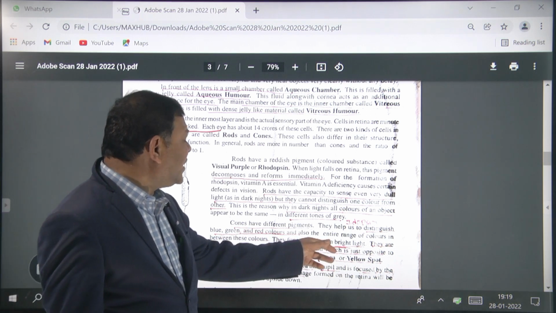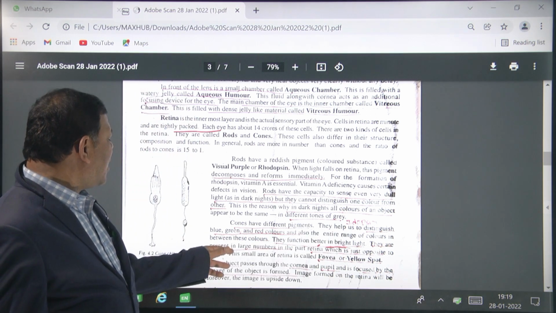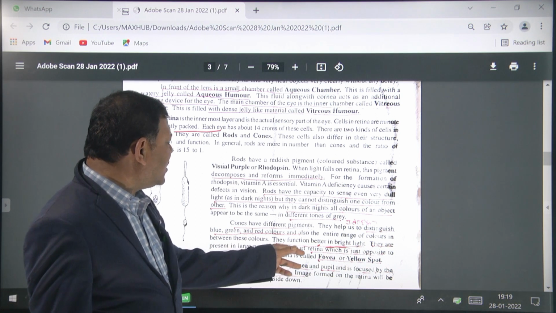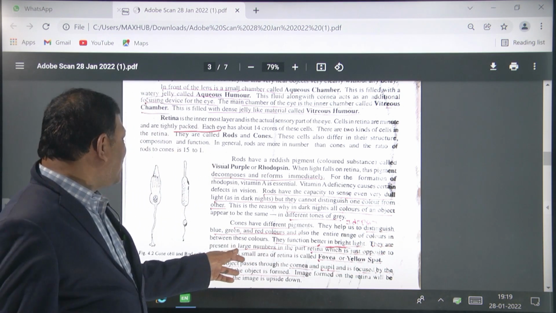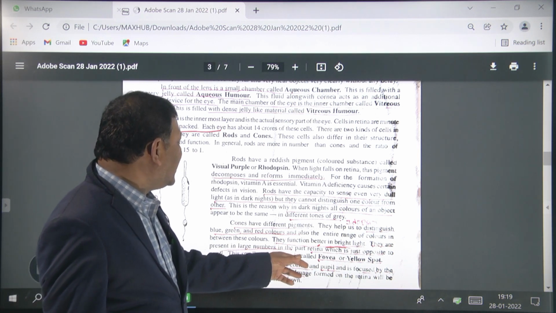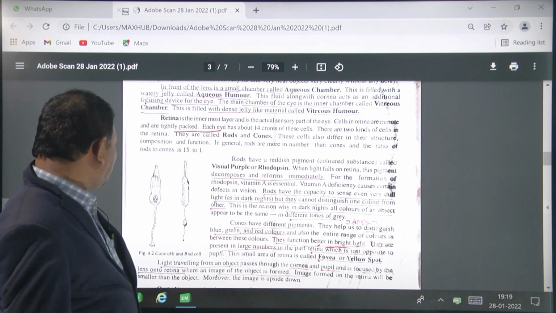They function better in bright light. They are also present in large numbers in the part of the retina which is just opposite of the pupil. This small area of the retina is called the fovea or yellow spot.